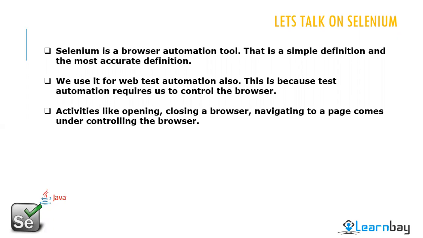So what is Selenium? As per a very basic definition, it is a browser automation tool. We use it for web test automation. This is because automation requires us to control the browser. Activities like opening, closing, navigating, and interacting with the objects is what Selenium is expert with. That is what we are trying to learn here, and that is the basic understanding of what Selenium is.